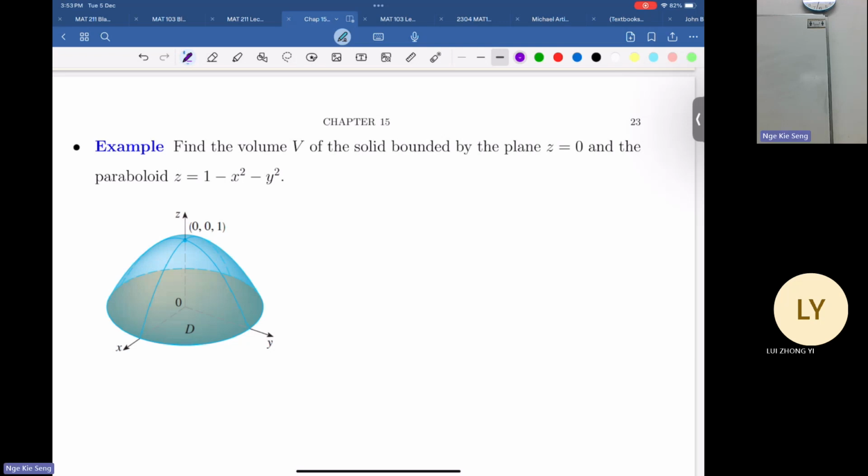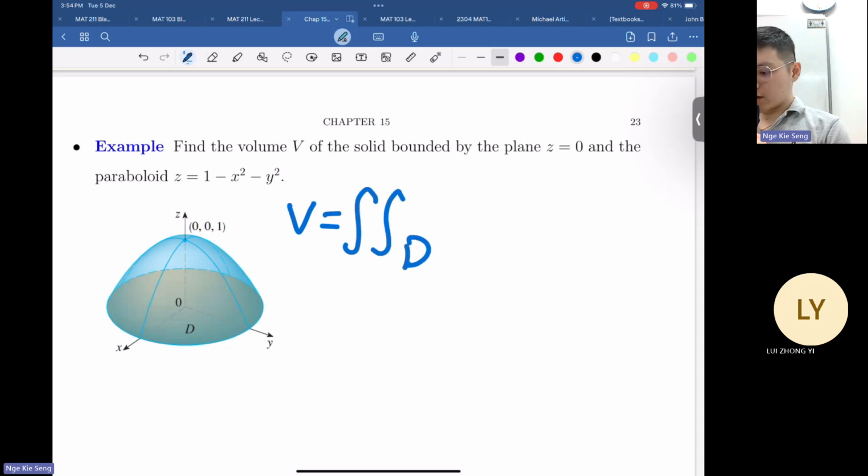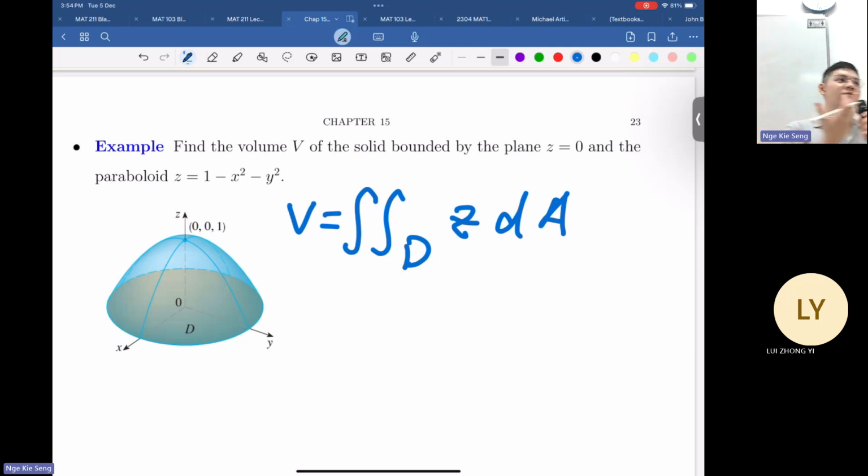So you want to find this volume. How to find this volume? From this picture, you can see that this surface here is always greater than or equal to 0. So we have the double integral of z dA here. So we need to determine what's your D. What's our domain here? Can you determine what the domain is?